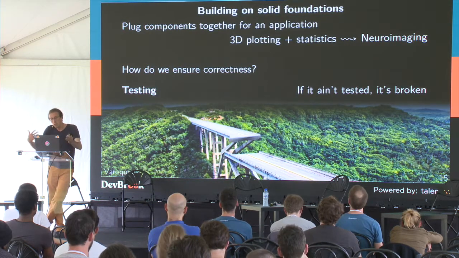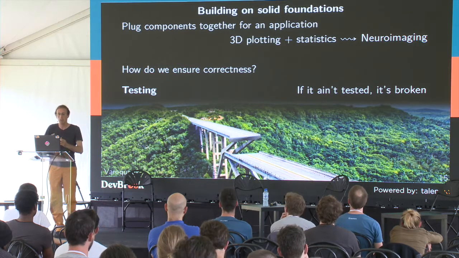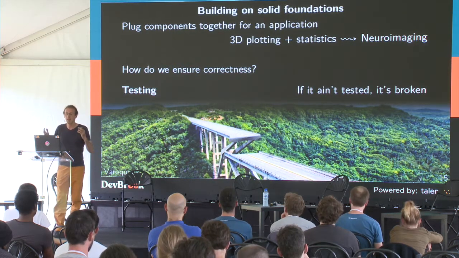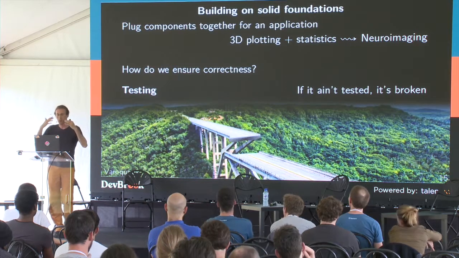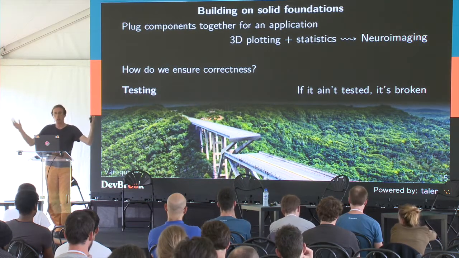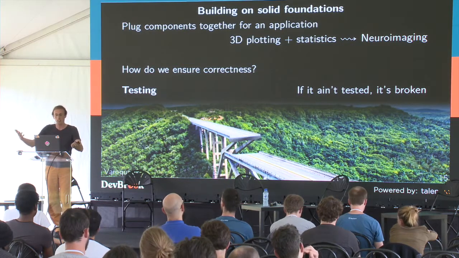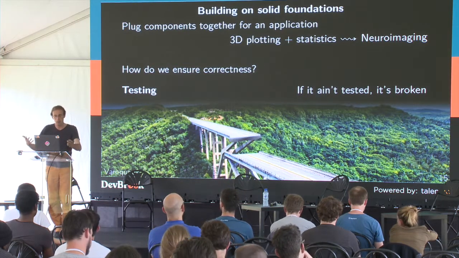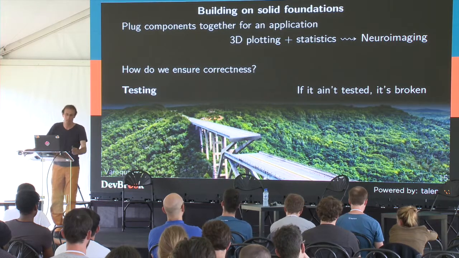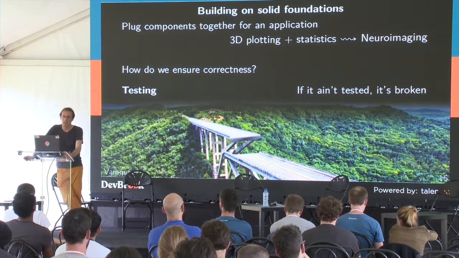So then, of course, we need to define a good vision. We need to define a problem that we want to solve. We can't solve all the common problems, so 3D plotting and statistics, for instance, in the same library. Basically, we need to define a product when we're doing a library, and we need to test it.